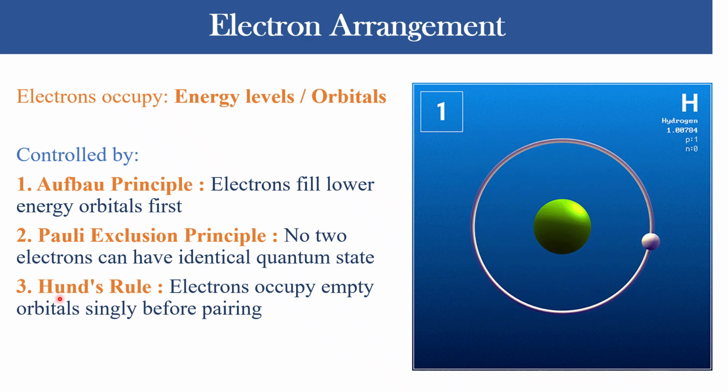Number 3 is Hund's rule. Hund's rule explains how electrons fill orbitals having the same energy. Electrons prefer to occupy separate orbitals first before pairing. This arrangement reduces electron-electron repulsion and increases the stability.